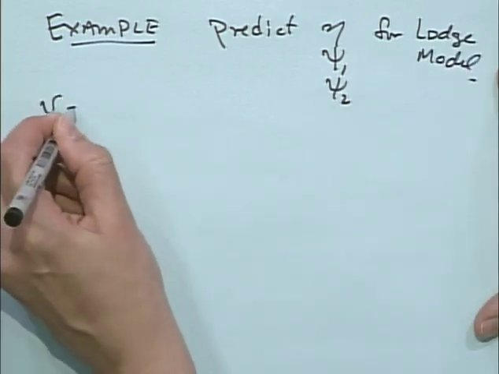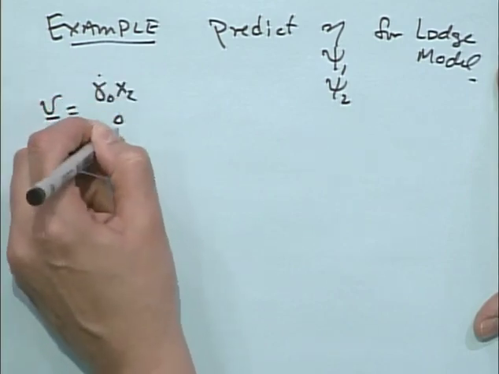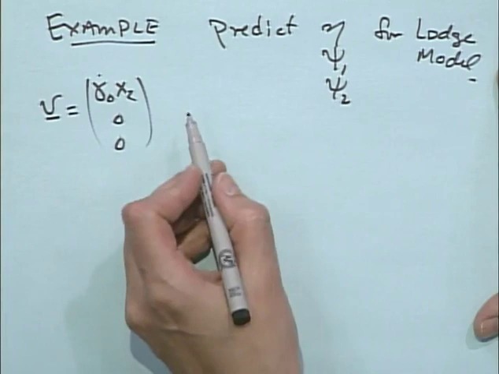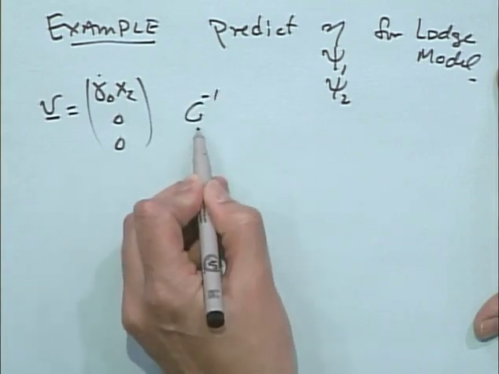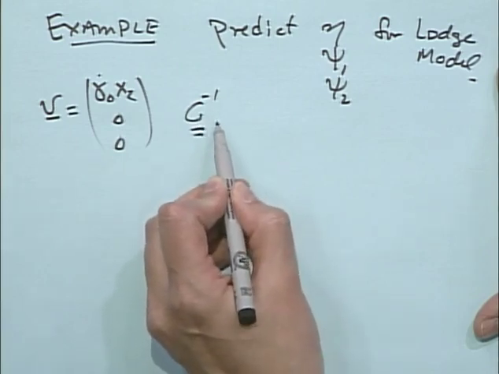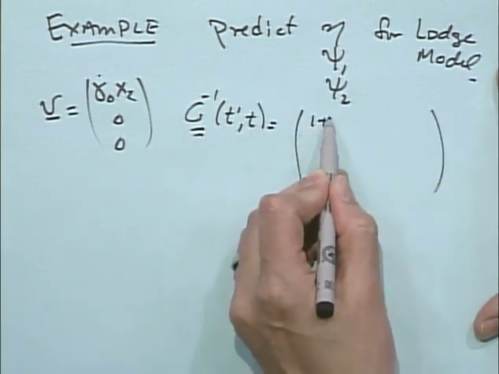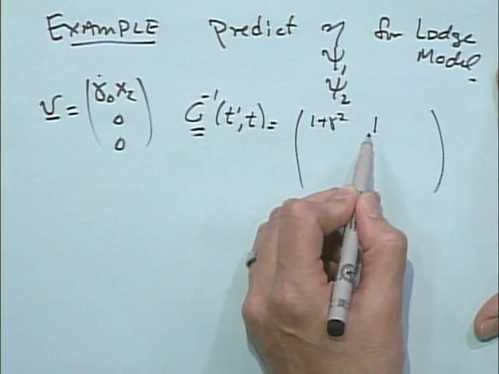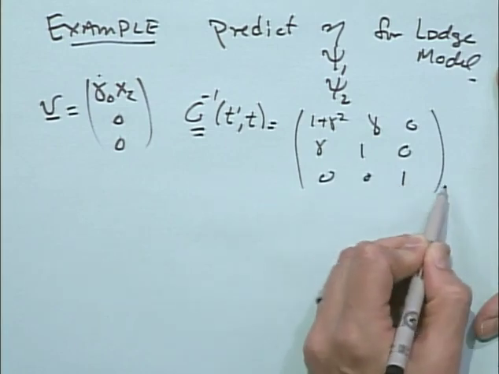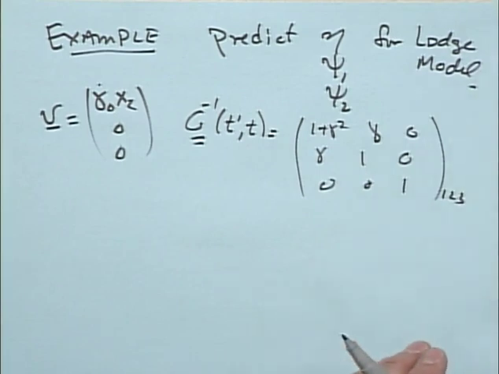Okay, so usually we start with the velocity vector, and in steady shear it's this. We would normally write gamma dot, but we don't actually need gamma dot this time. We actually need the strain tensor, C inverse, which we can get from the table. So C inverse of t prime t is equal to this tensor, 1 plus gamma squared, 1 plus gamma squared, gamma, 0, gamma, 1, 0, 0, 0, 1. So this is now the kinematics that we care about because of the form of the equation here.